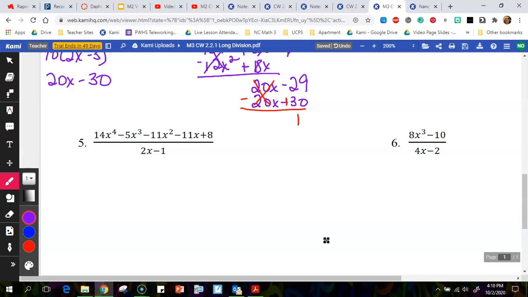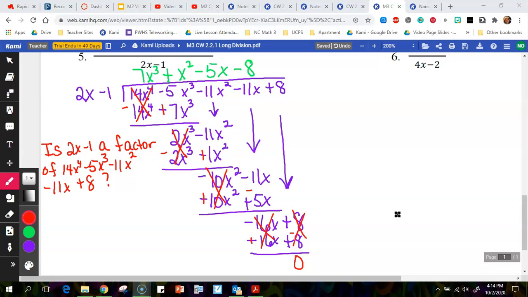I want you to pause your video and try number 5. There are no placeholders in this one. And it does turn out with no remainder. So pause your video. I know you don't want to. Pause your video and try it, and then come back and see if you worked it right. And I'm going to pause my video and work it out. And then you can look and see if you got it right. Remember, there's not going to be remainders. If you get a remainder, you did something wrong.